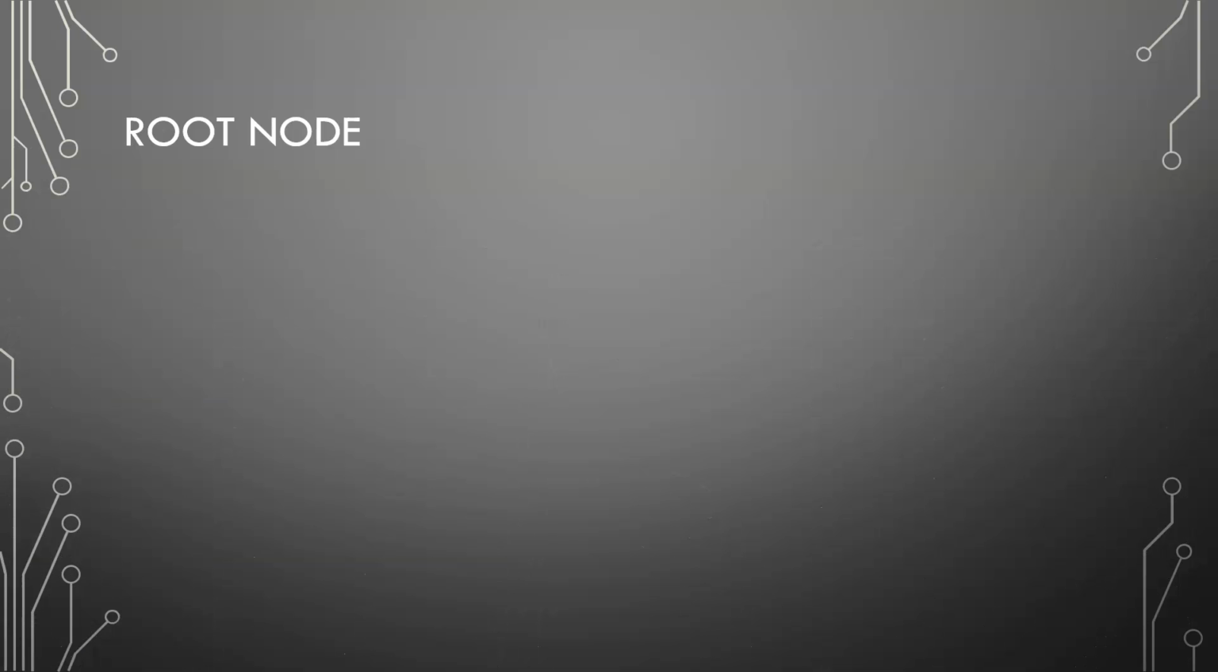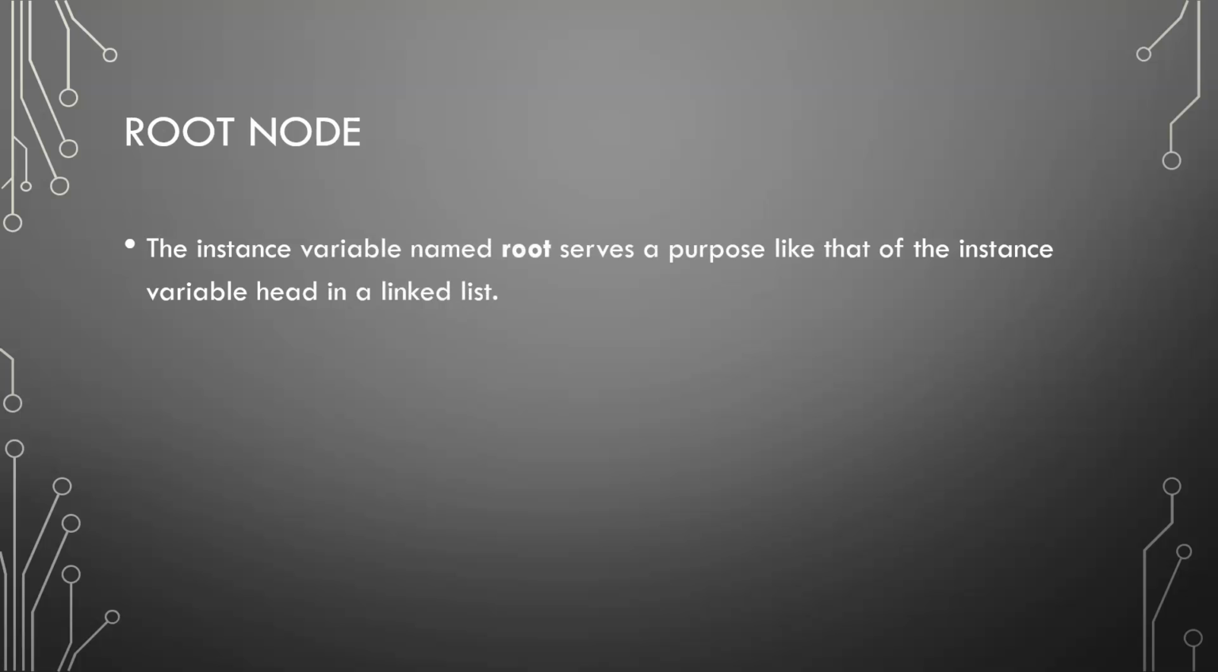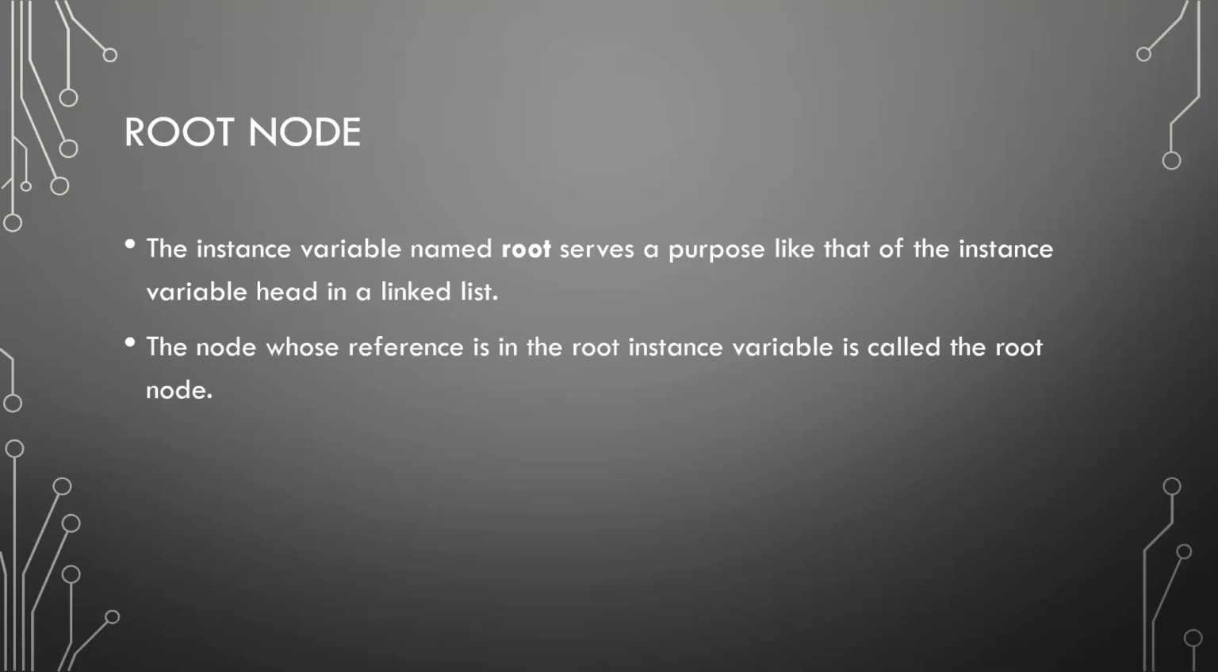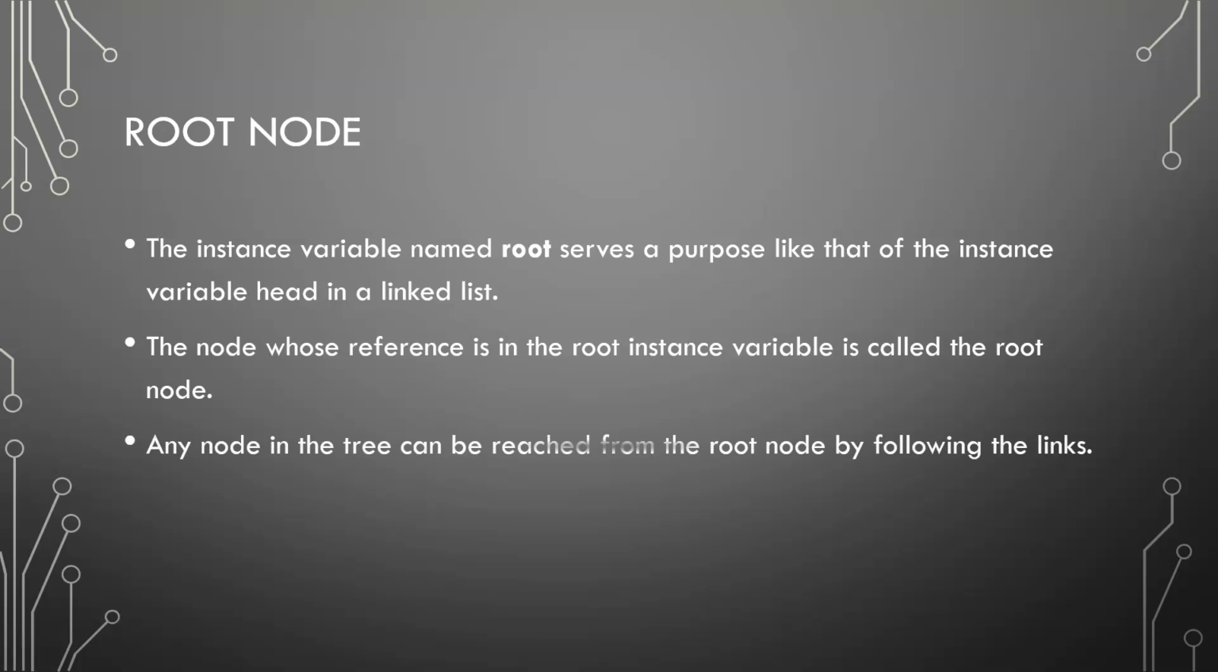All right, so let's start off by examining the tree, starting with the root node. The instance variable named root serves a purpose like that of the instance variable named head in a linked list. The node whose reference is the root instance variable is simply called the root node. Any node in the tree can therefore be reached from the root node simply by following the links.